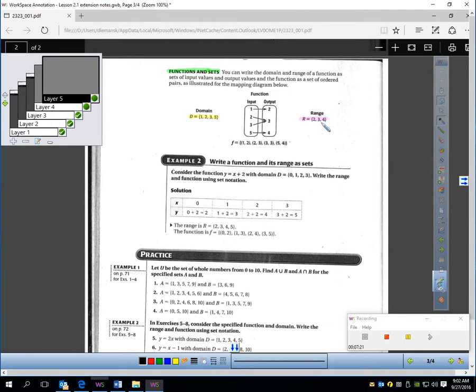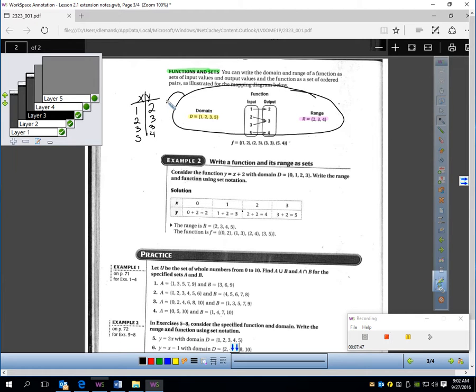Here's my range. And maybe I'm going to quickly draw a little picture. What you're seeing here, the way these are written, would be the same as me writing a table and putting that my domain is 1, 2, 3, 5, and that my range is 2, 3, 3, 4. Can you see how what they have drawn here is what I have in my table picture?